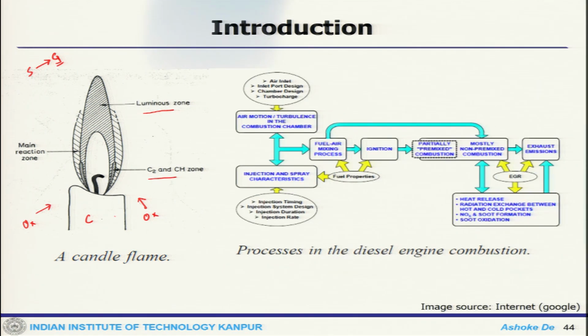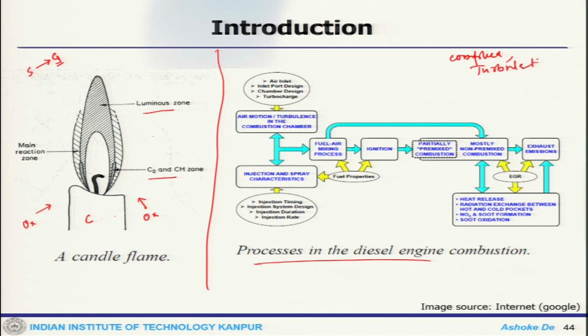Now, another example is what typically happens in diesel engine combustion, which is turbulent in nature and, as you can see, quite complex. There are different situations to it. You have the air inlet, the intake port and all these things, and turbulence is there. One more thing about diesel engine combustion is that your fuel is in the liquid state, which means you have some spray.